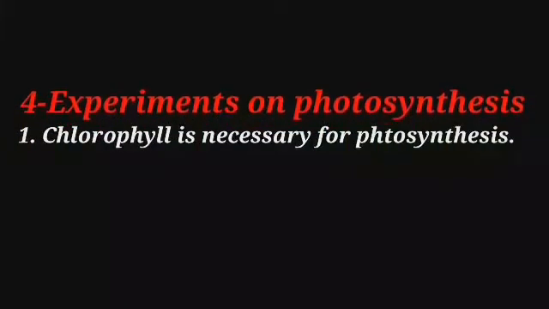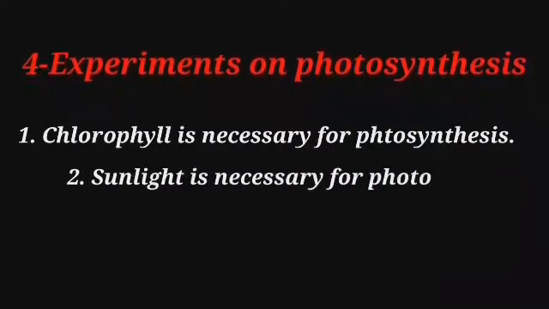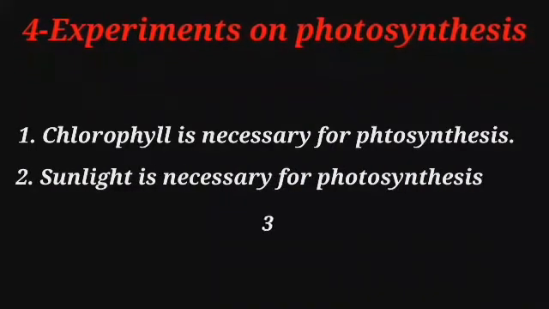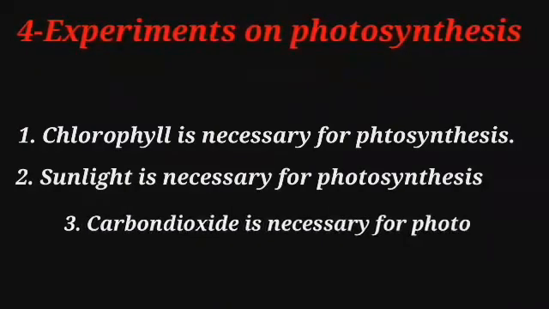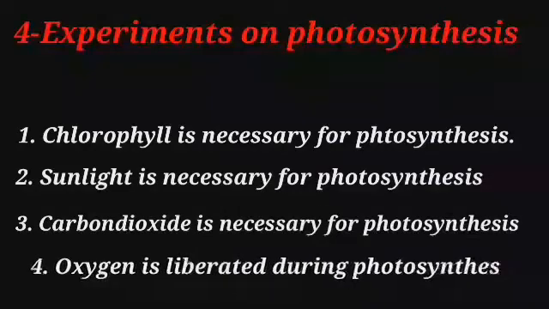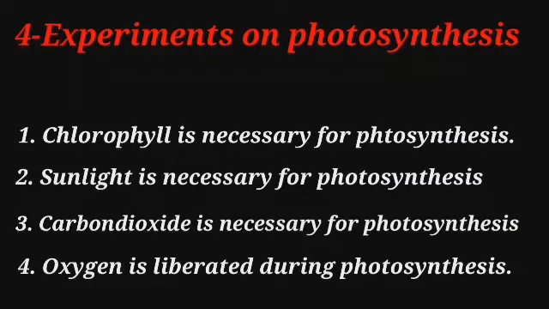necessary for photosynthesis. Second one, sunlight is necessary for photosynthesis. Third one, carbon dioxide is necessary for photosynthesis. And the fourth and the last experiment is oxygen is liberated or released during photosynthesis. So now we will be doing these 4 different types of experiments on photosynthesis one by one.